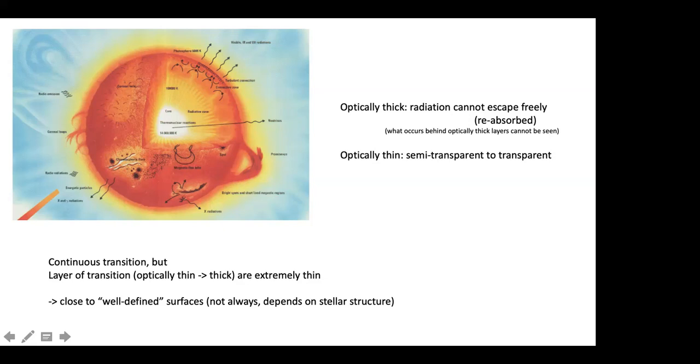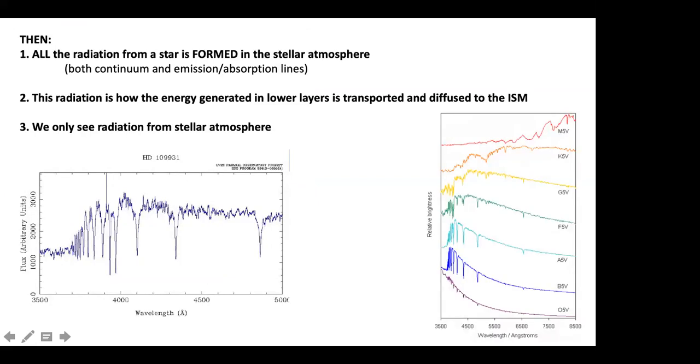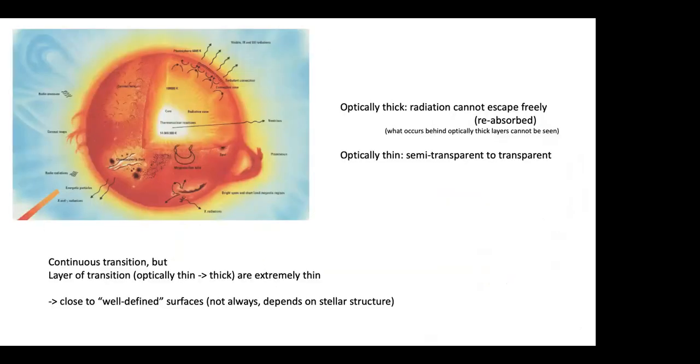This is not the energy. The energy you see is the energy that comes from the inside, but it's transformed during the path. So you see the energy is transported from the inside outside through radiation, but the radiation changes, and all the radiation you see from a star is formed only in the last layers that are the stellar atmospheres. It is impressive to think that all you see is only what is generated in this very, very thin layer compared to the radius of the star.